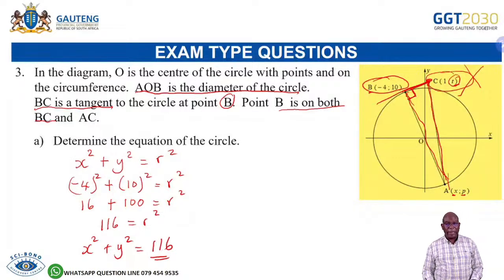Please, I'm repeating again, do not get the square root of 116 because that will be the radius. Only do that if I'm asked to write down the radius of that circle. So in this case, if they ask me to write down the radius of the circle, my radius will be the square root of 116. But in this case, I'm not asked to do that. Please don't do that. Okay.